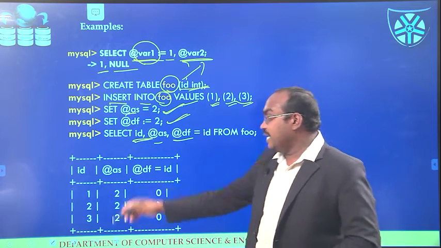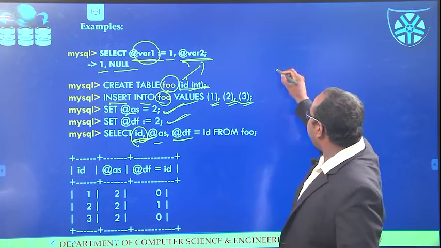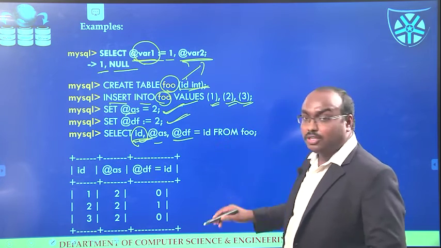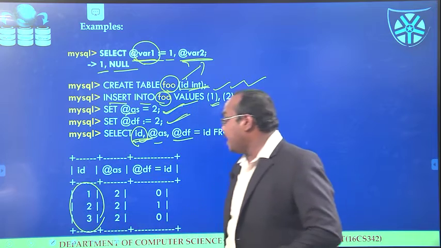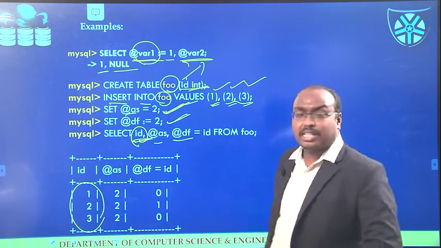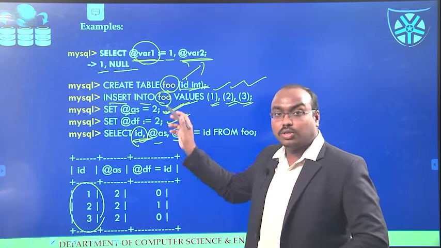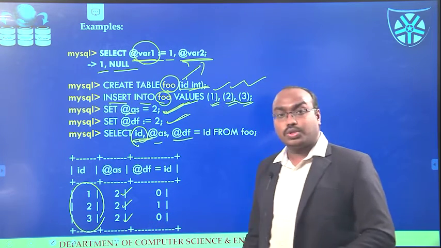So here it will return 3 columns, the id values. I am inserting 3 values, 1, 2, 3. So these are the 3 values, and AS. By default I am setting the value AS equal to 2. So then it will return the 3 values 2, 2, 2.